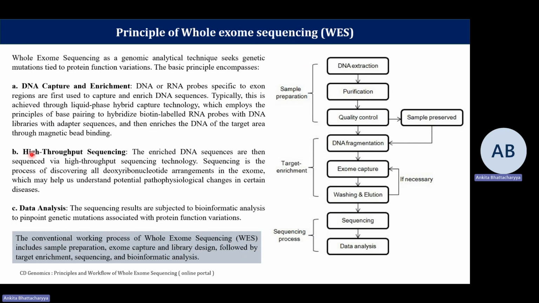Second, you perform high throughput sequencing. The enriched DNA sequences, which are now selected for, can be sequenced through high throughput sequencing technology, which is the process of discovering all the dNTPs and the arrangement of the dNTPs relative to each other in the exome with respect to a particular position within the genome, which helps us to understand potential pathophysiological changes in certain diseases.